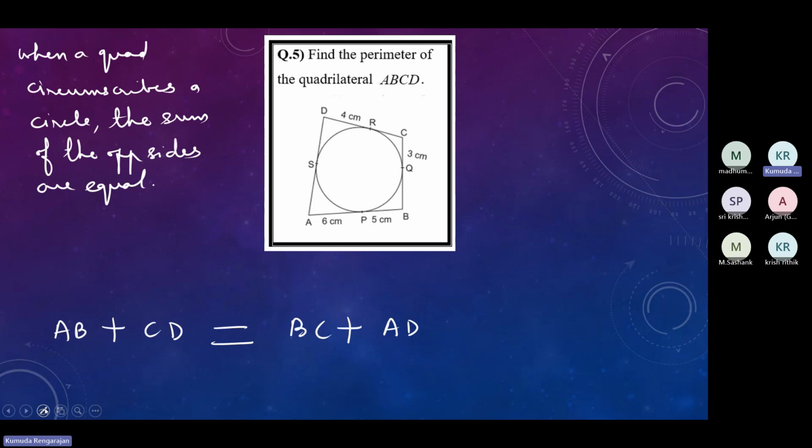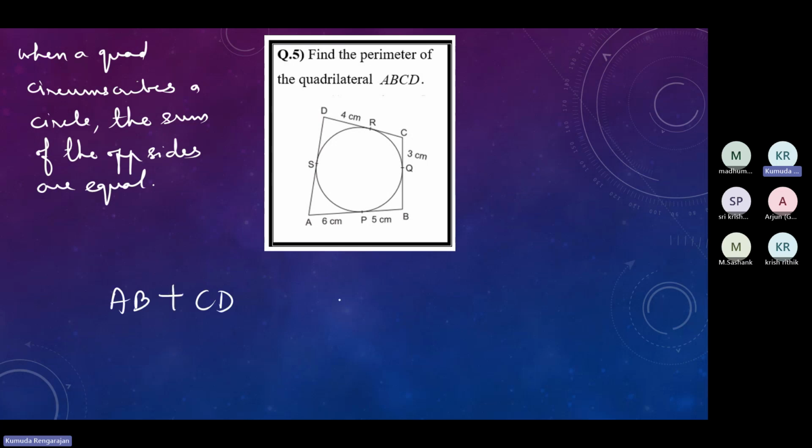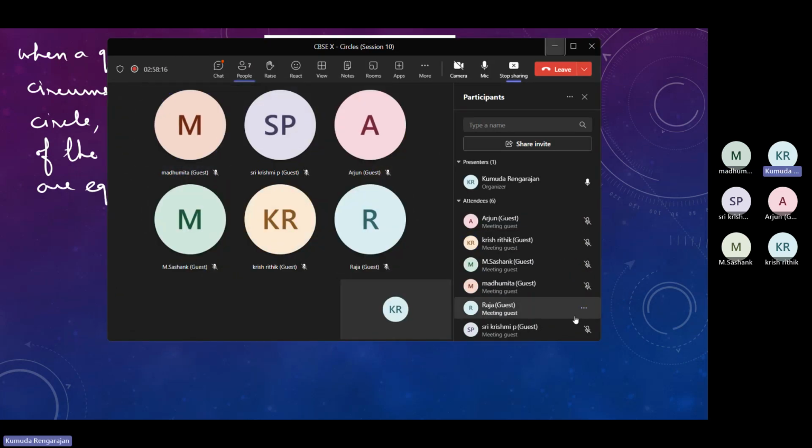You have proved this result. It's a simple proof also. Opposite sides AB, CD, their sum. Opposite sides BC, AD, their sum, equal. Understand this one, children? Understand the result? Yes, ma'am. So now see here.